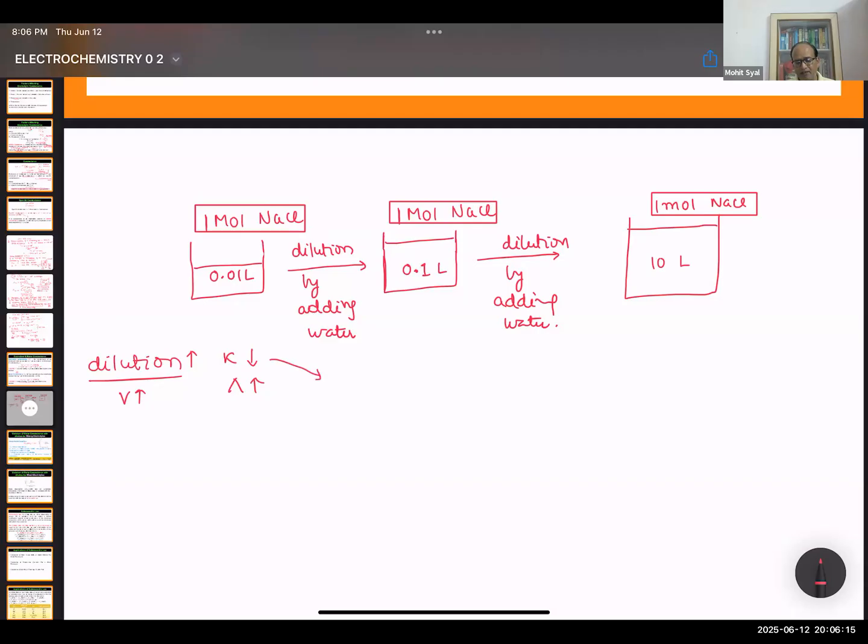Kappa is basically the specific conductance, the conductance of 1 cubic centimeter of an electrolyte. Okay. So as you are putting more and more water, the ions are spreading in a larger volume. But as far as kappa is concerned, you are bothered only about 1 cubic centimeter. So in that 1 cubic centimeter, the number of ions decreases. So conductivity or specific conductance decreases with dilution. Got it? As you are having less number of ions available in 1 cubic centimeter.